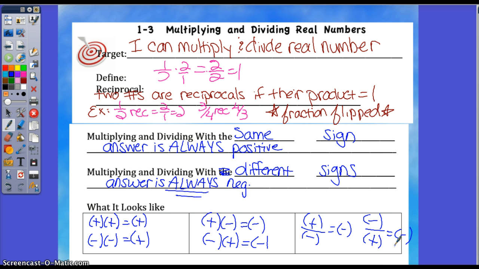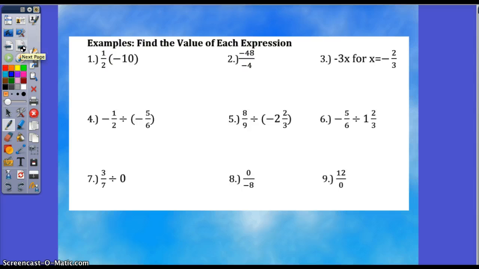So let's go ahead and do some. What I always do is I look at my answers and I say, is my answer going to be positive or negative? I have a positive times a negative, my answer is going to be negative. A negative divided by a negative, I get a positive.